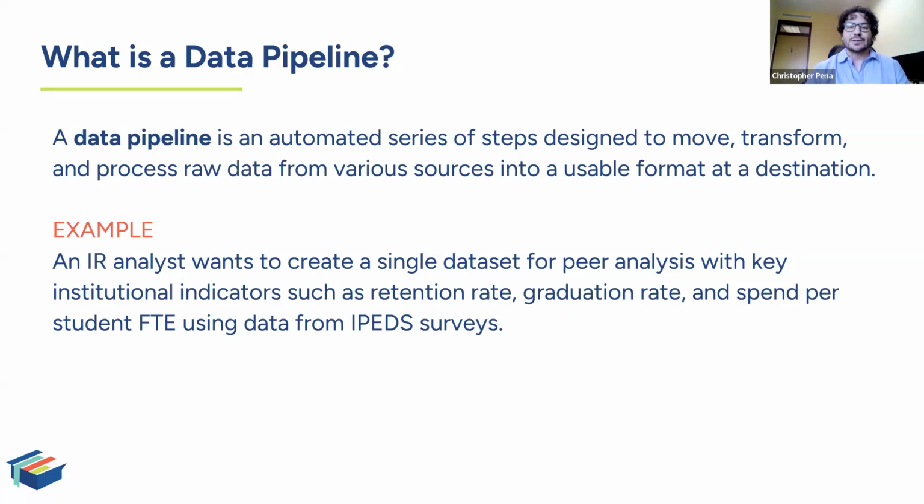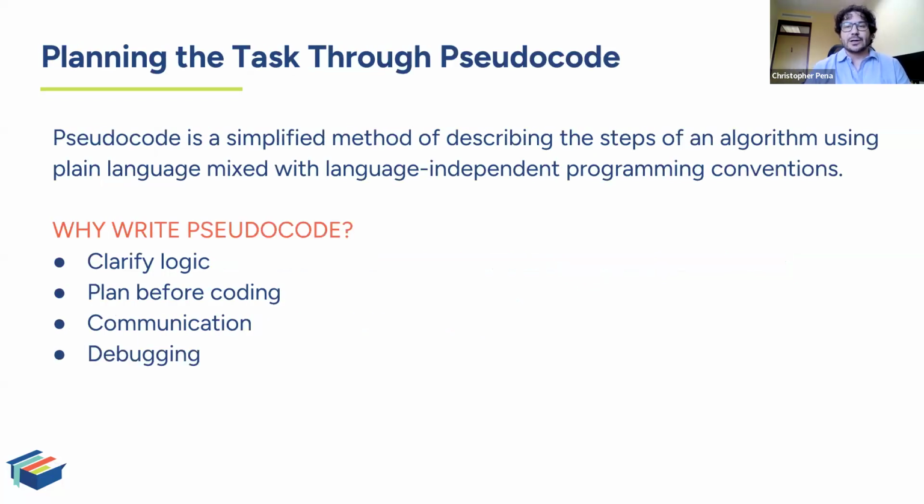And then we could do our analysis in our tool of choice. So data pipelines are really important for us, especially in the analysis world. Now, one of the things you want to think about with a pipeline is what is the process that you're going to use to get to that endpoint. And we often use something called pseudocode.